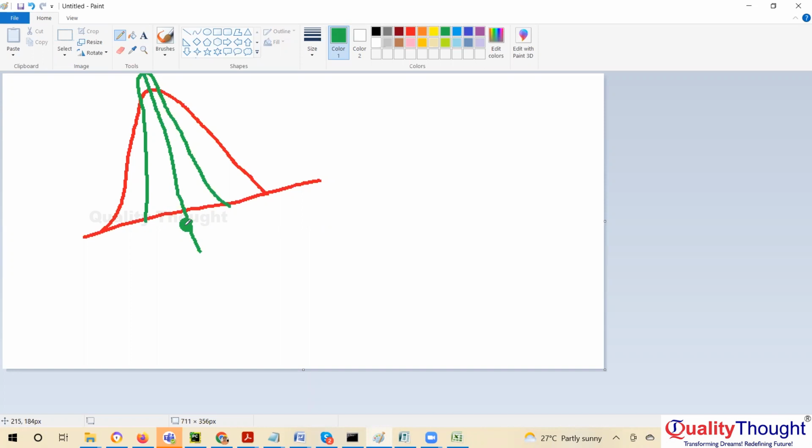But then, what is the difference between the red one and the green one? Mean, median, both are the same, right? So what is the difference between the red one and the green one? Minimum, maximum values are different. Basically, the range. Yes, minimum and maximum values are different.